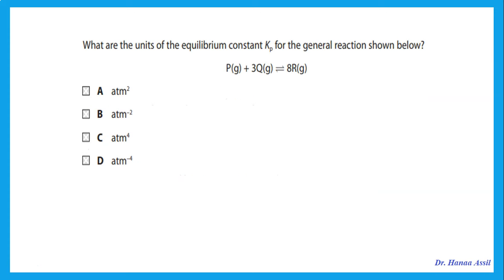What are the units of Kp? Remember, for Kp, we write the expression, and each partial pressure is in atmospheres. So if I have partial pressure of R2 raised to the power 8, that's atmosphere to the power 8, over partial pressure of P times partial pressure of Q to the power 3, that's atm to the power 4, and that means the overall units of Kp is atmosphere to the power 4.